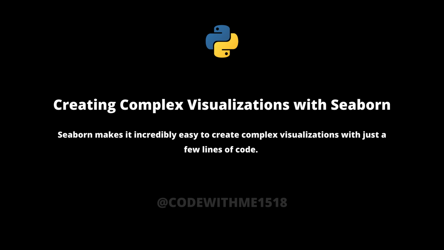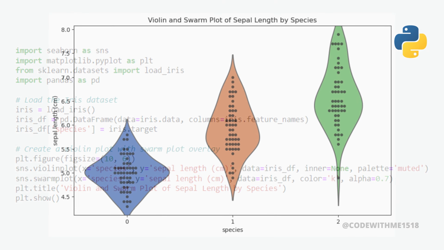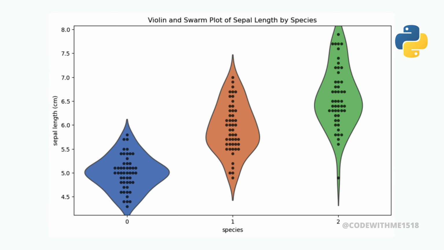Seaborn makes it incredibly easy to create complex visualizations with just a few lines of code. Let's start by exploring a Violin plot combined with a swarm plot to visualize the distribution of data across categories. In just a few lines, we combined a Violin plot with a swarm plot, giving us a detailed view of the distribution and individual data points. Seaborn's power lies in its simplicity and elegance.